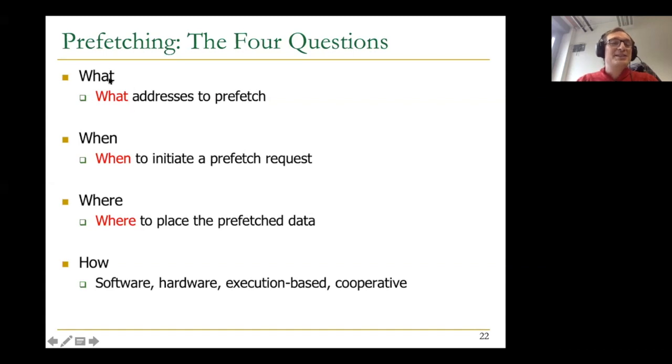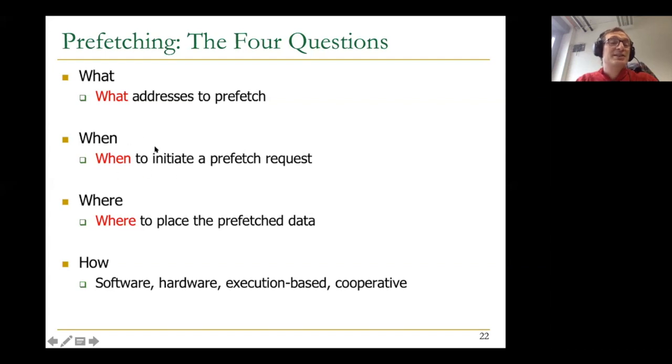The first one, what addresses do you prefetch? Essentially, what's the algorithm you use to decide for your address generator or address predictor, let's say. We're going to talk about each of them actually very quickly, and then we're going to cover some prefetchers that answer these questions in different ways, let's say. When means, when do you initiate a prefetch request? Immediately, and also how many do you initiate at a given time?